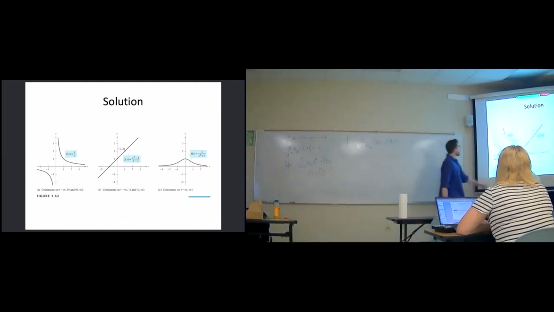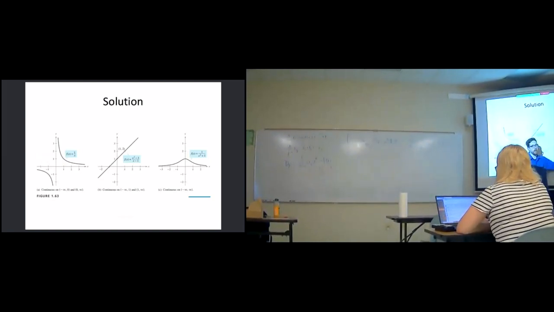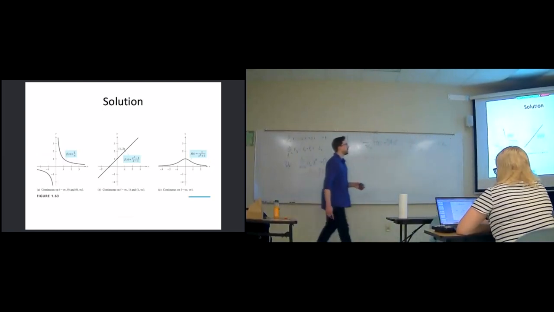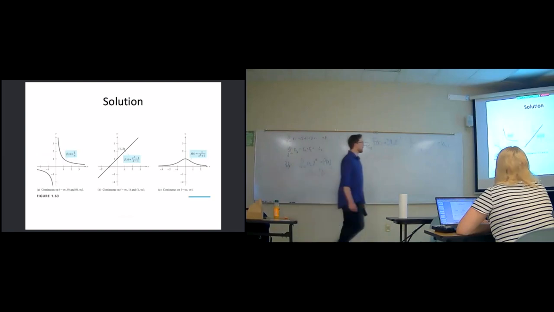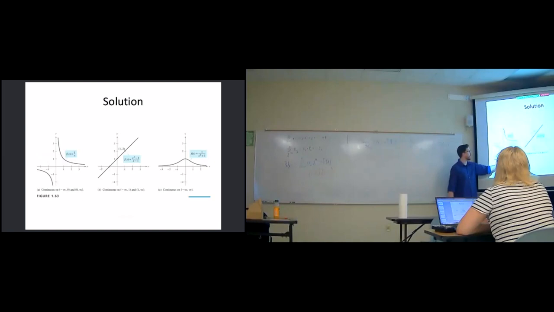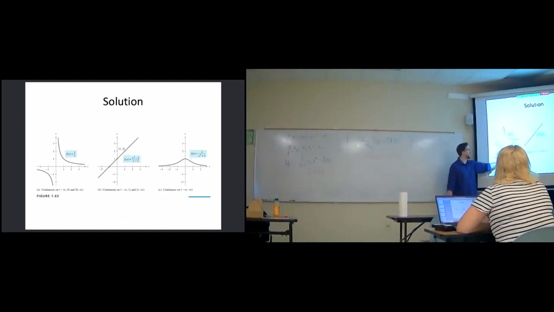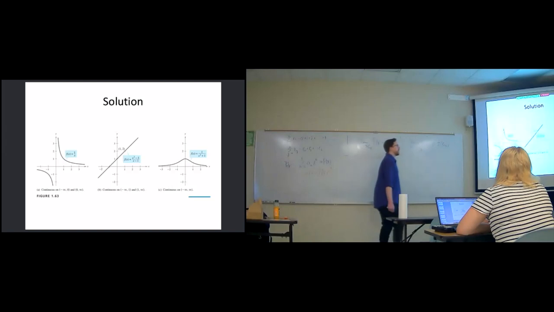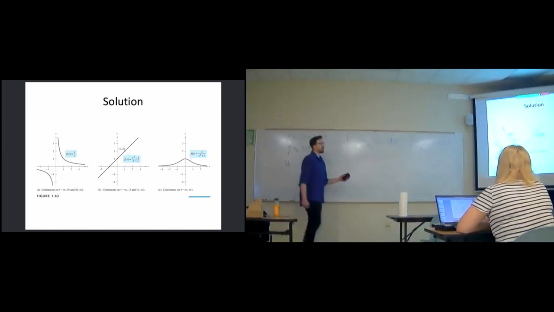So look at what this looks like. The discontinuity at 0. Discontinuity at 1. No discontinuities. This is continuous in the intervals negative infinity to 0, and 0 to infinity. This is continuous everywhere except at 1. And then the last one is everywhere.